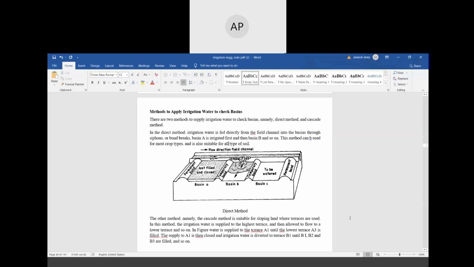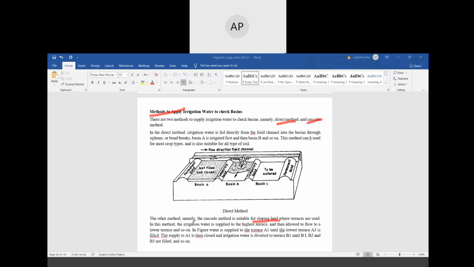All type of soils. On the other hand, the cascade method is suitable for sloping land. So remember the differences between two methods of applying water. One is your direct method and the next one is cascade method. In cascade method, it is suitable for sloping land where terraces are used.